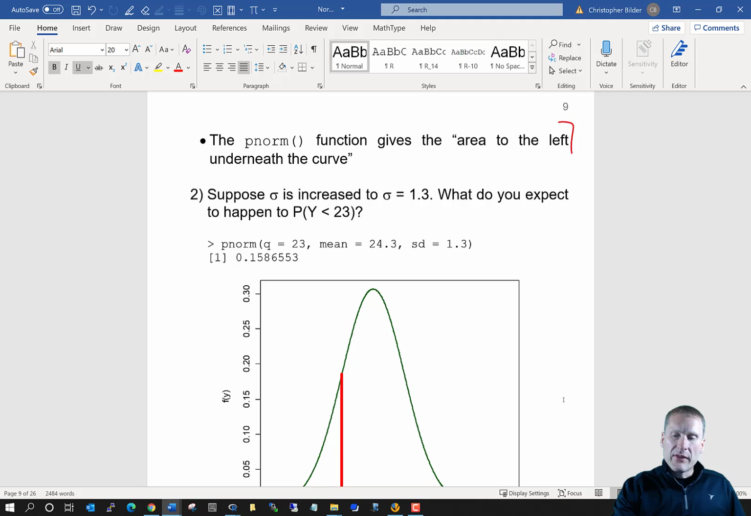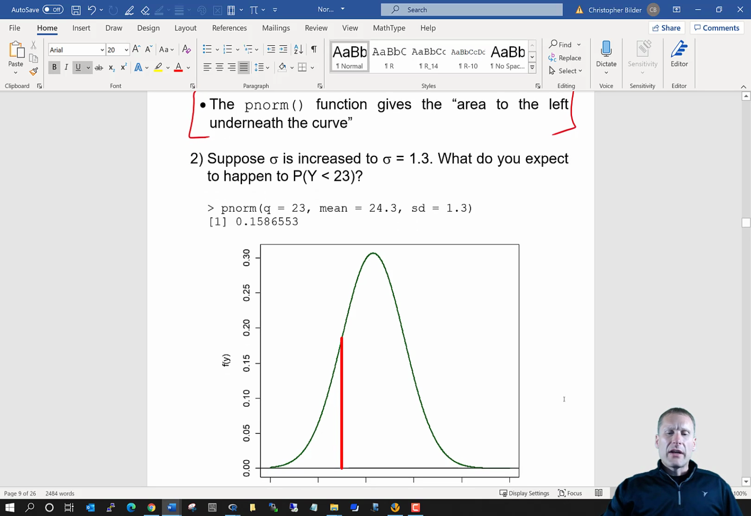Also, you will hear me say this a lot, and also other people say it too. When we have a continuous random variable like this, and we're using one of these p-like functions in R, what the function is giving us is the area to the left underneath the curve. That's what we needed. That's what essentially the CDF is giving us with a continuous random variable.